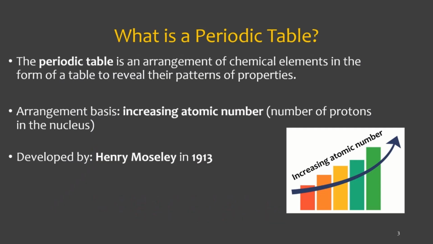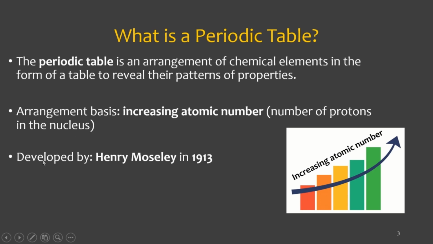Okay, so what is a periodic table? Periodic table is an arrangement of chemical elements in the form of a table to reveal their pattern of properties. It means after certain intervals, in periods or groups, the properties of elements do repeat. And this arrangement is based on the order of increasing atomic number. So the elements having less atomic number will be at the top of the table, and those having higher atomic numbers will be at the bottom of the periodic table. So the arrangement basis is increasing atomic number, and atomic number is the number of protons in the nucleus.